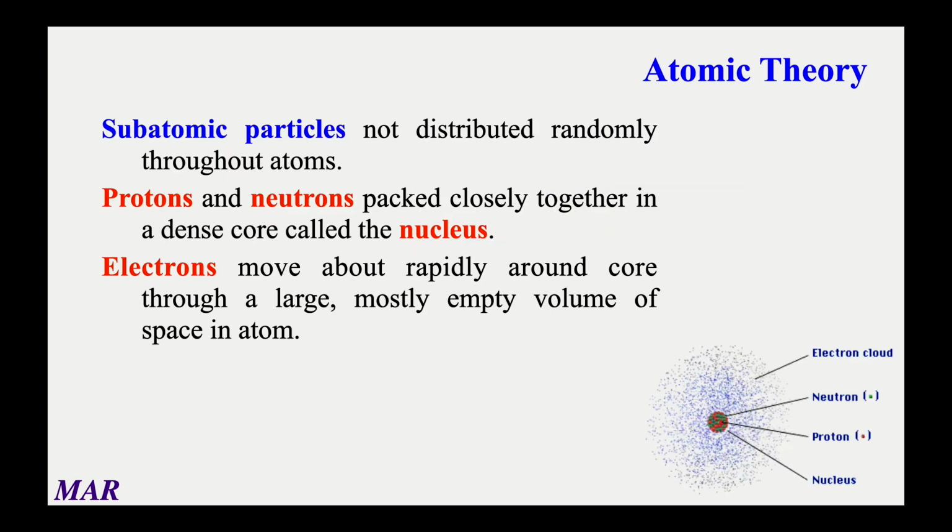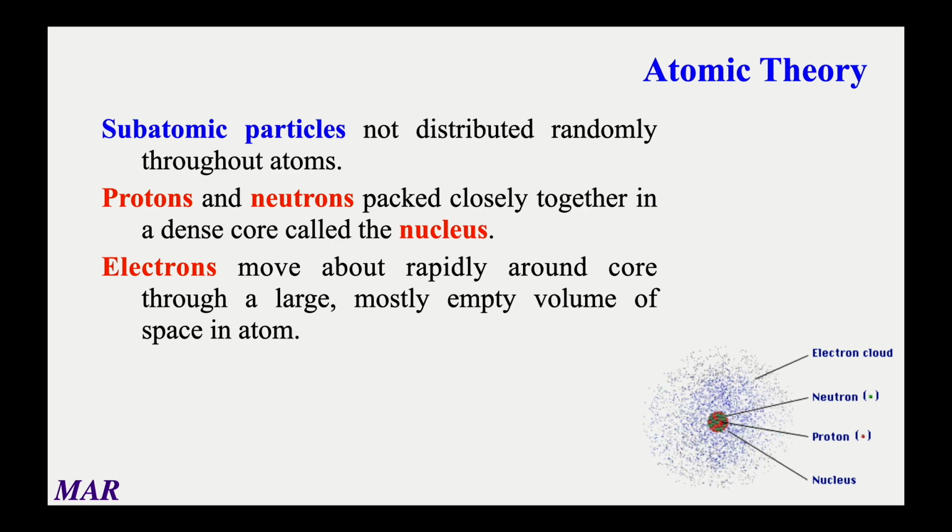In the lower right corner is a picture of what an atom looks like, quote unquote, according to the current theory. And why that's important is because it shows how the little subatomic particles aren't just evenly distributed in the atom.